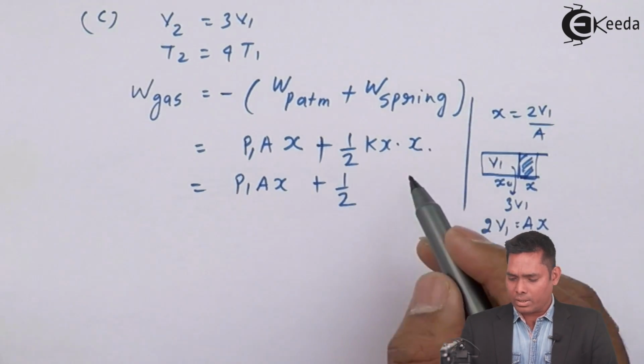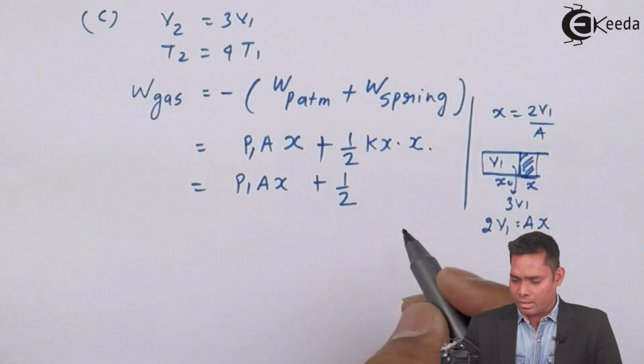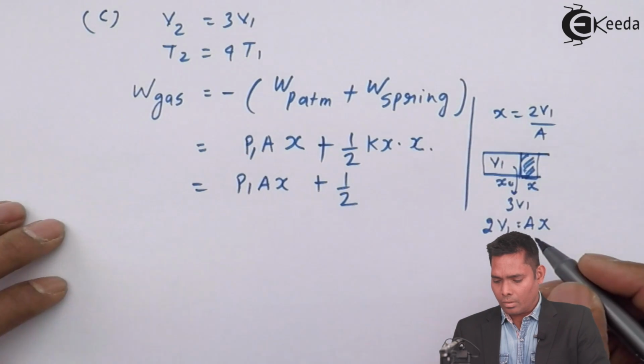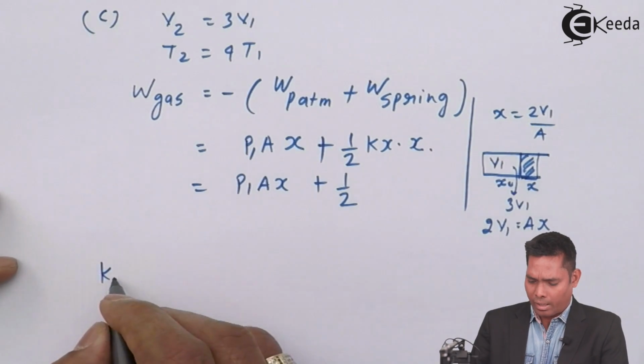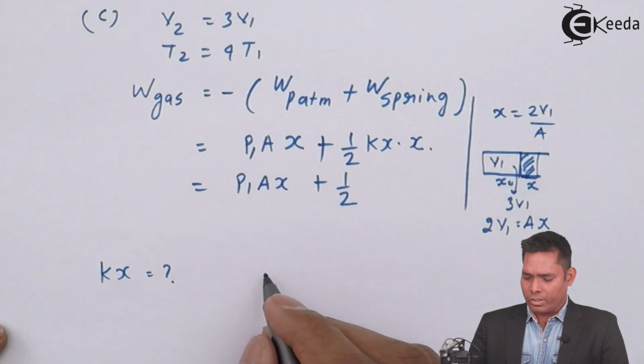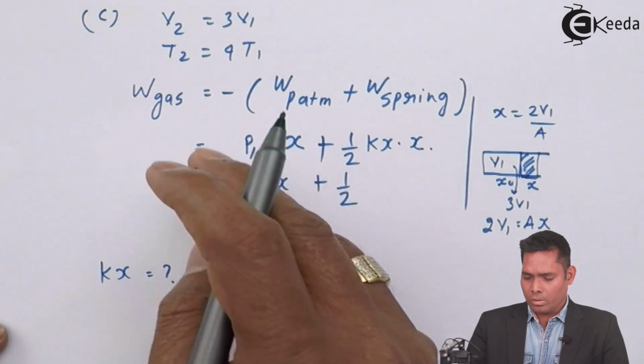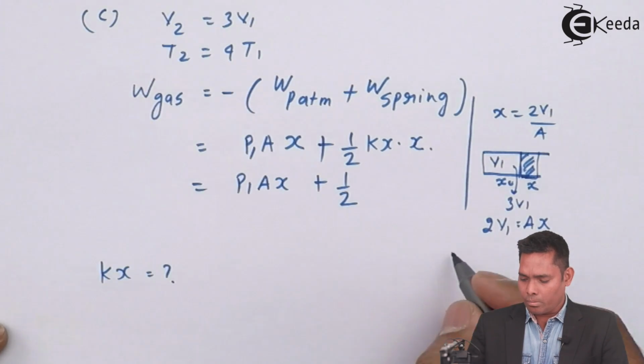But what about kx? Again about kx, I'll write kx is what? We know that this pressure P2, I'll write in terms of P1, P1 V1 by T1.